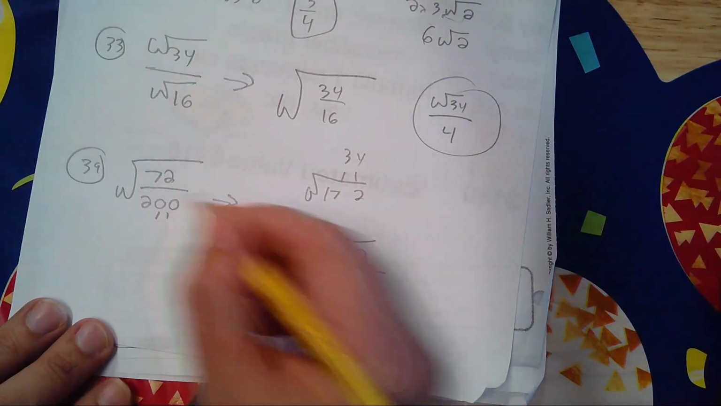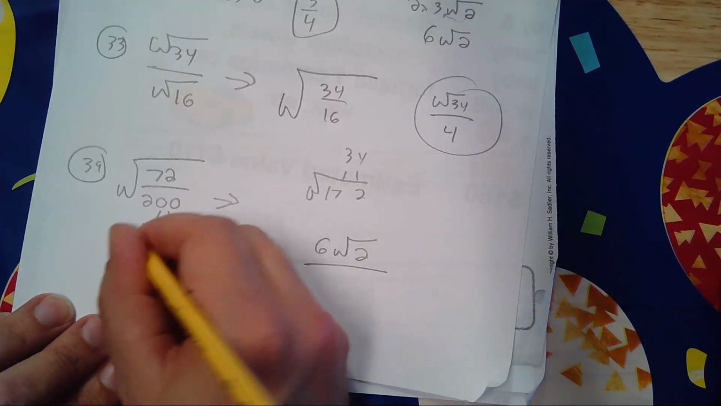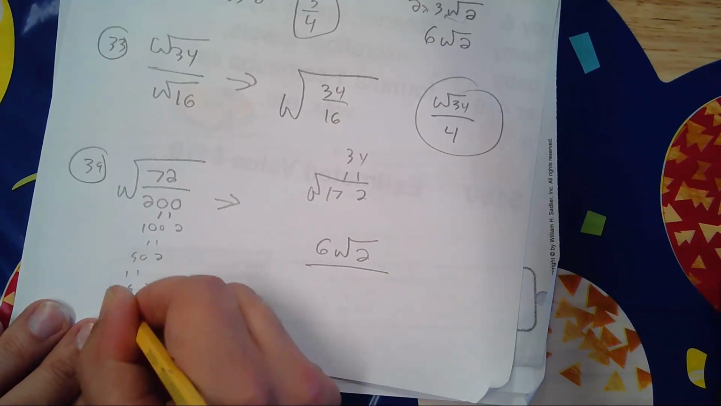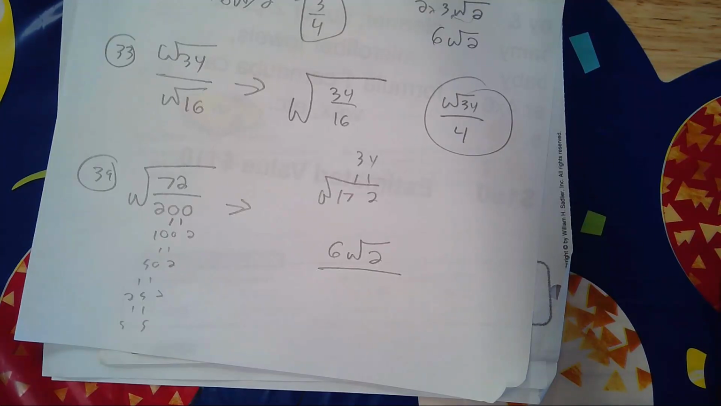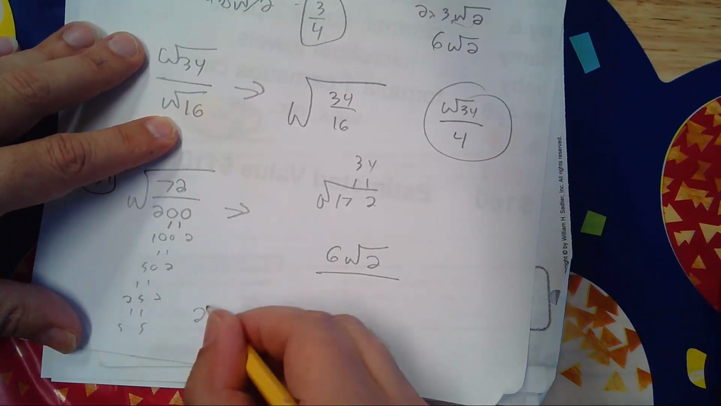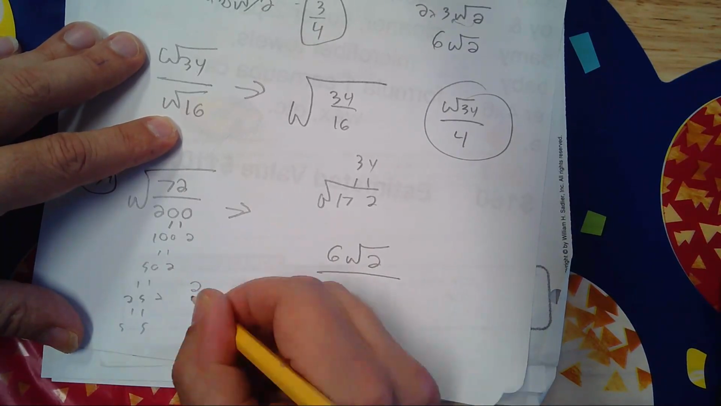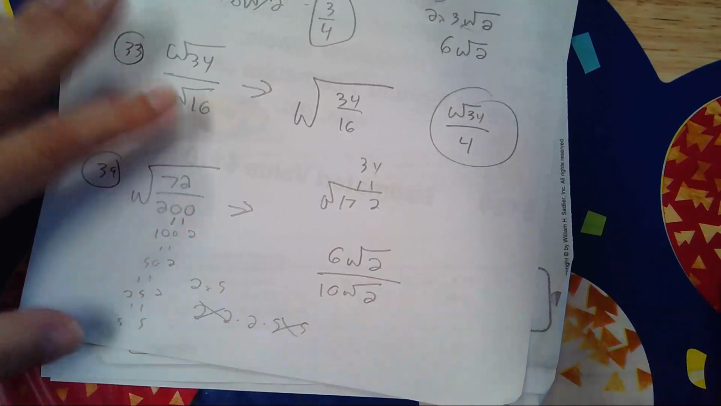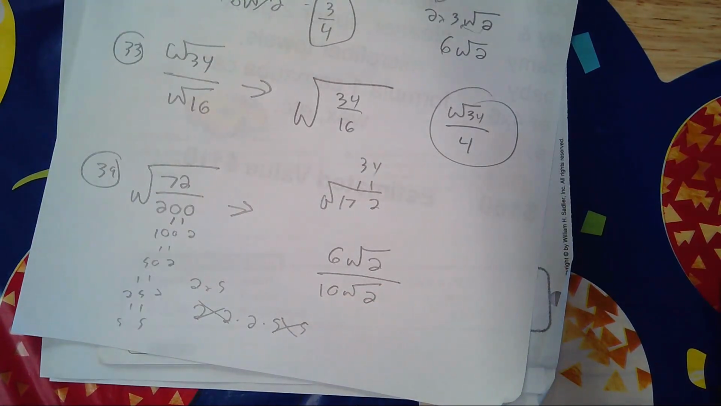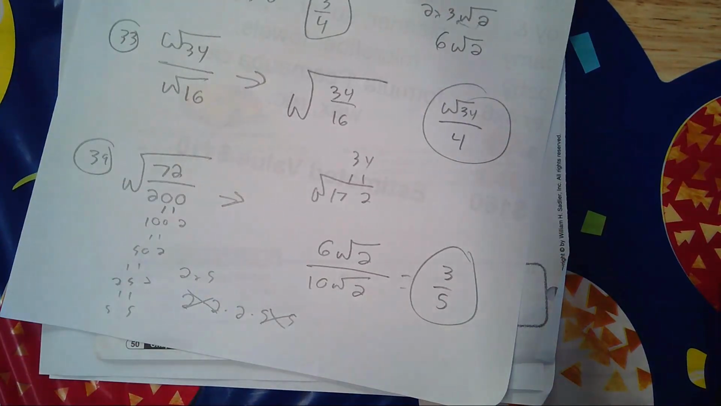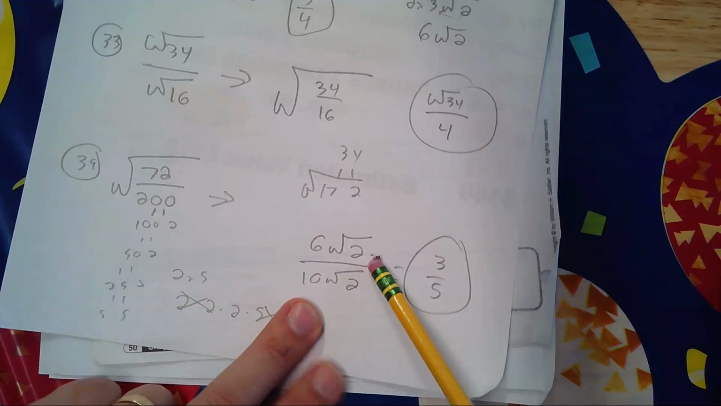200 we have not done. 102, 50 and 2, 25 and 2, 5 and 5. 2, 2, 2, 5, 5. Oh, I forgot a 2, a 5. We got 10 root 2. 3 tens. Yes. Right. So the first step is, did you get here?